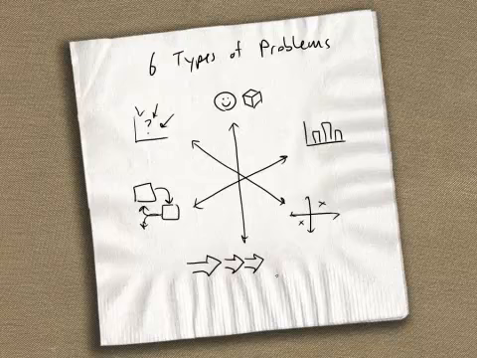Six types of problems, 6W coordinate system. This is going to be the tool that's going to help us see the problems that we really face so that we can come up with good ways of fixing them.